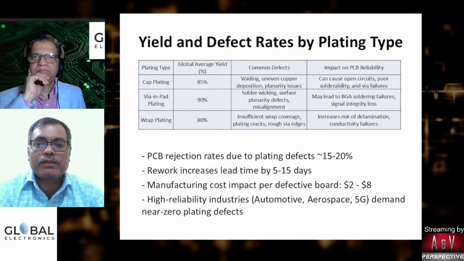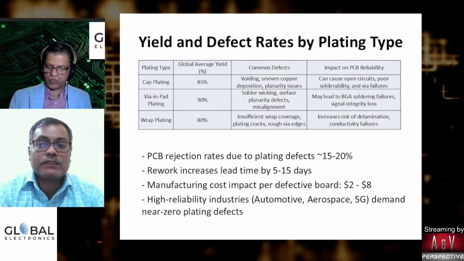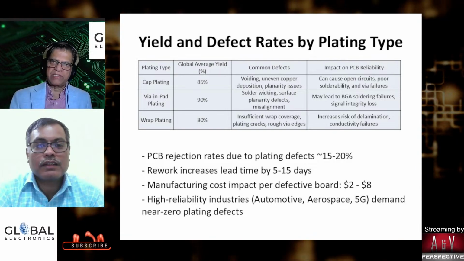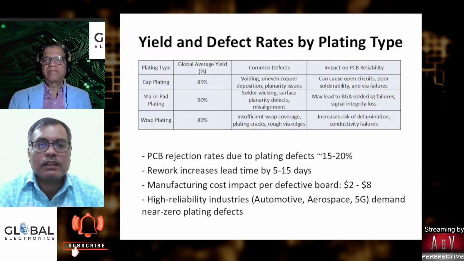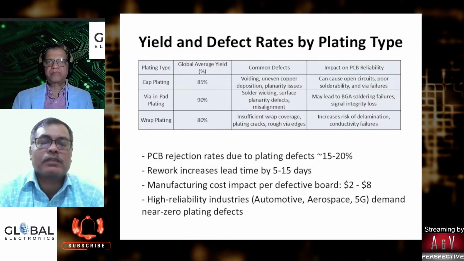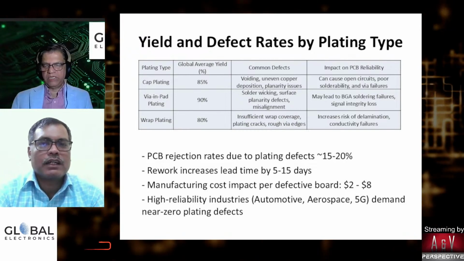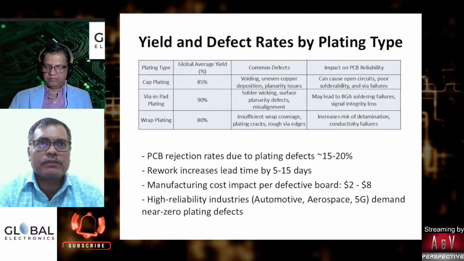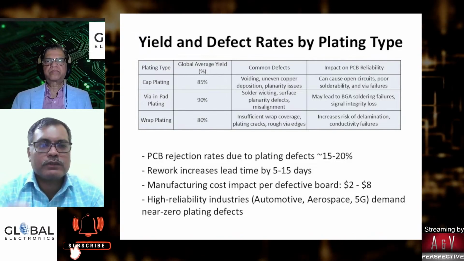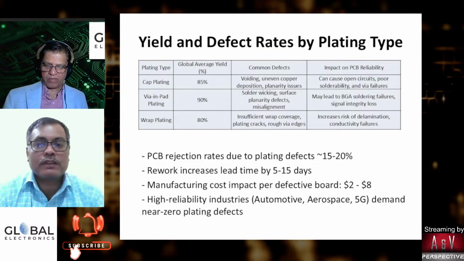The manufacturing cost impact for a defective board is around $2 to $8. So again the cost will increase. This is the bare board cost. We may also face problems after assembly, in field failures, so we may have to take extra boards and pay extra cost, because it varies from manufacturer to manufacturer. That cost, we have to buy, or the customer has to buy. So there is a cost impact because of those defective boards.